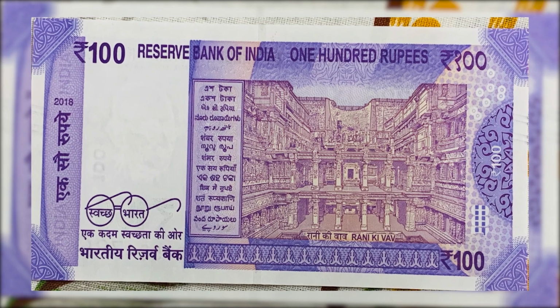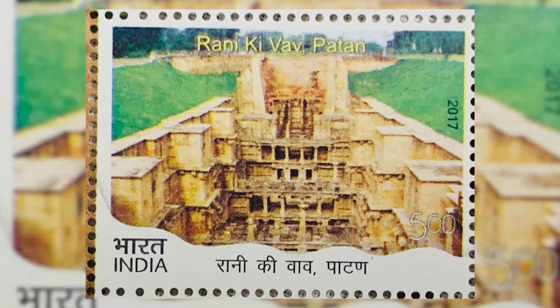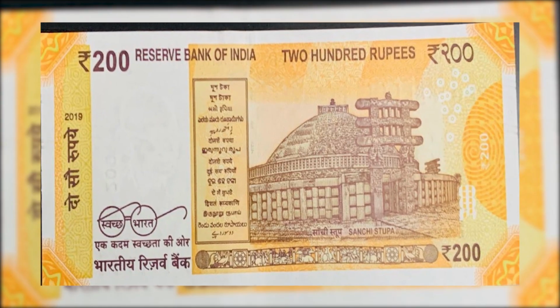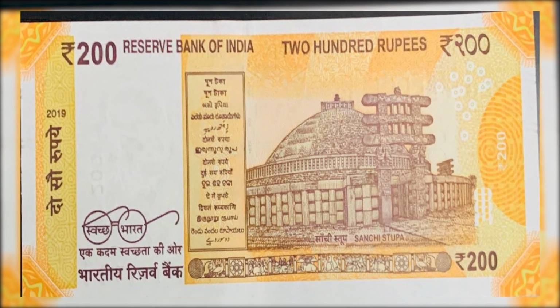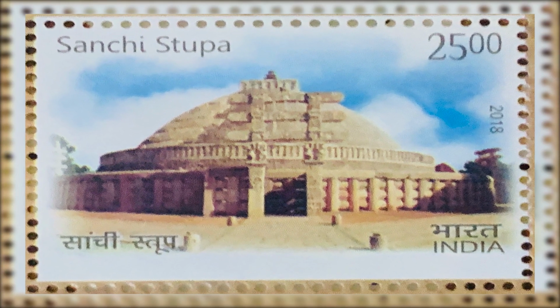This is the latest 100 rupees note. The motif is Rani Ki Vav, a famous heritage stepwell in Gujarat. Postal stamp on Rani Ki Vav released in 2017. This is the 200 rupees note. The motif is Sanch Stupa. The postal stamp on Sanch Stupa released in 2018.